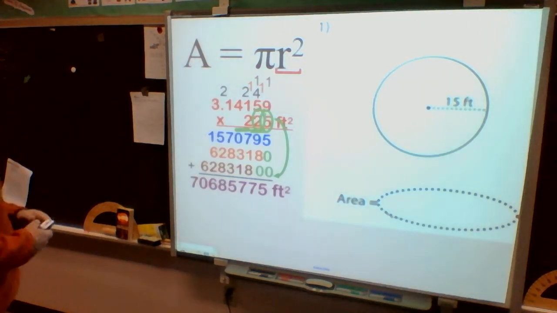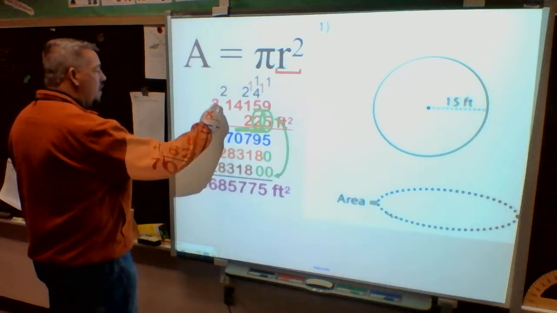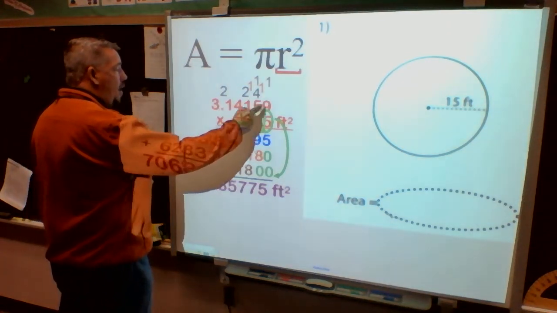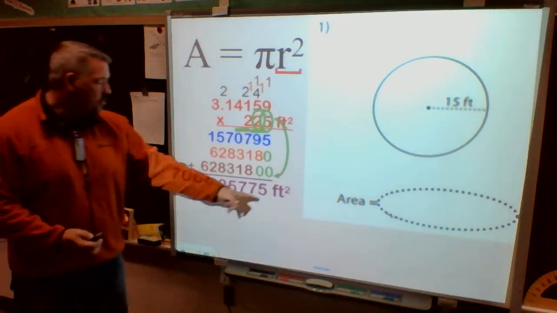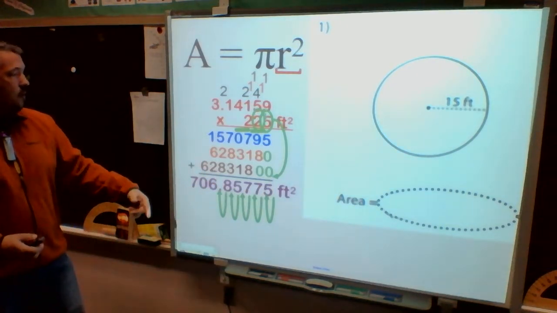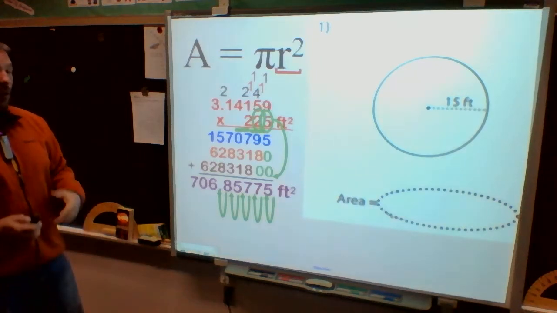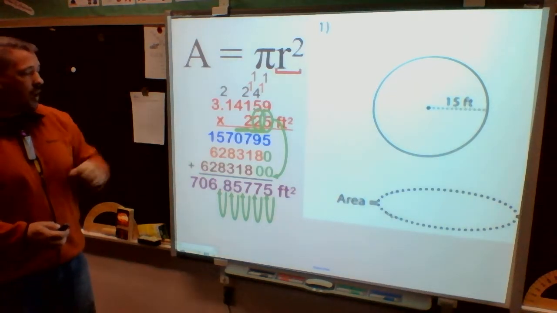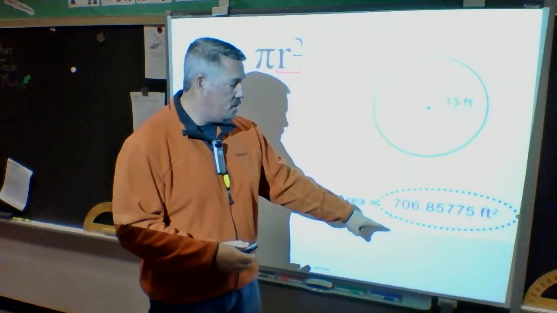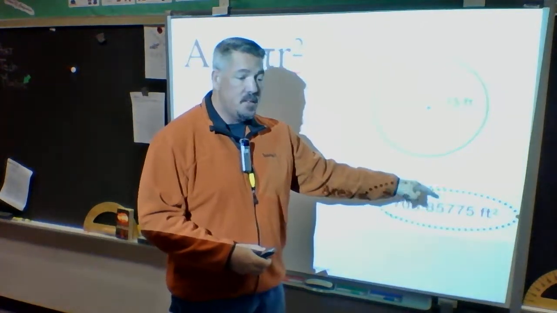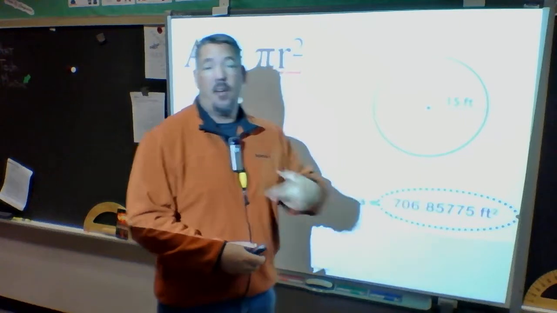But I have to remember that I multiply by a decimal, and in my pi, I know I have 5 significant decimal positions, so I have to move from right to left 5 times, which tells me that my final area answer for that circle number 1 is 706.85775 square feet.